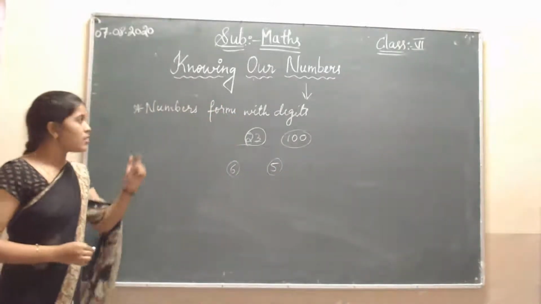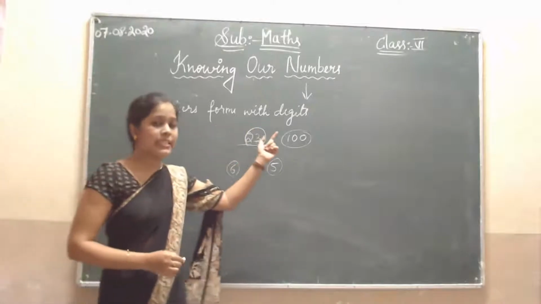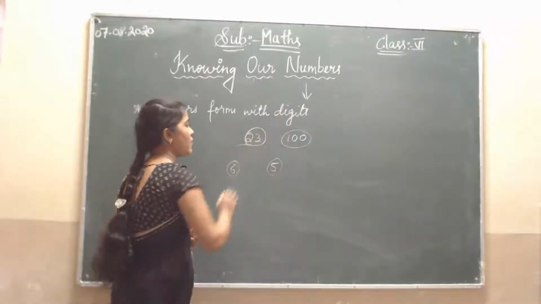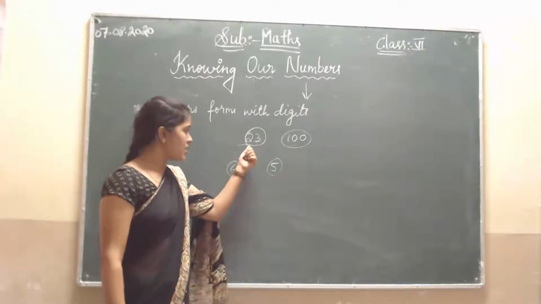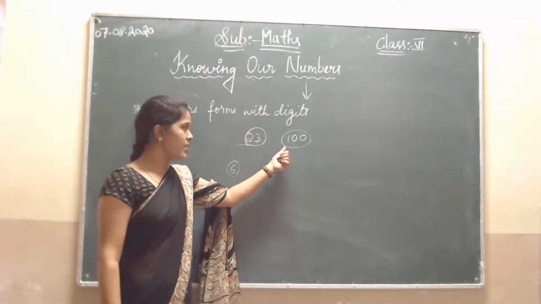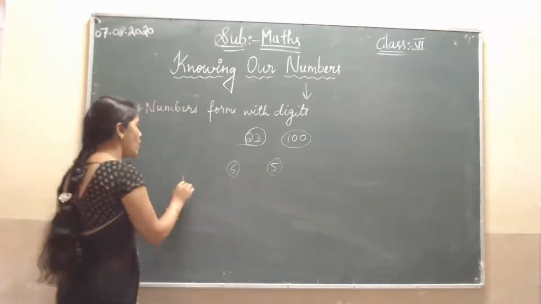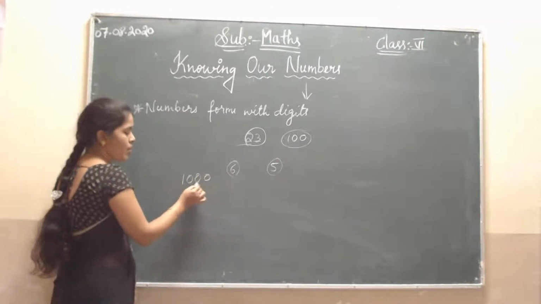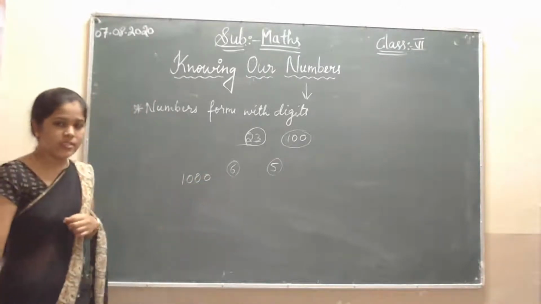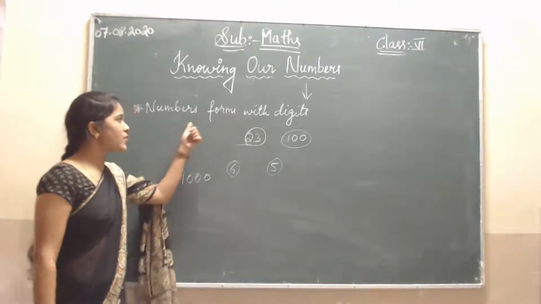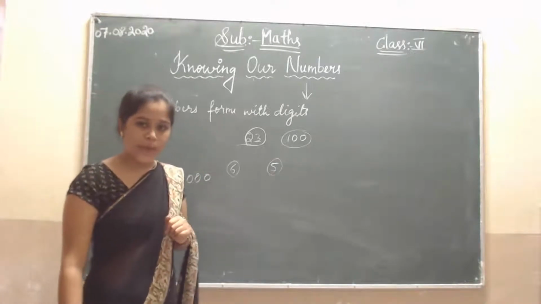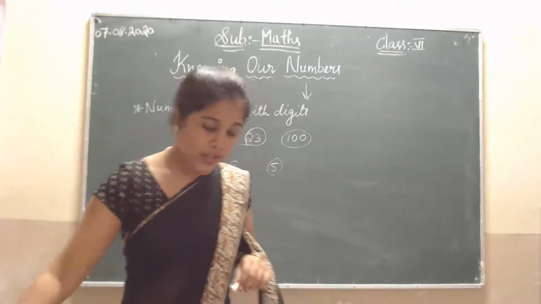So numbers are formed with digits. This is a 2-digit number, a 3-digit number, a 1-digit number, and a 4-digit number: 1, 2, 3, 4, there are 4 digits. Numbers are formed with digits. Understood? Next.